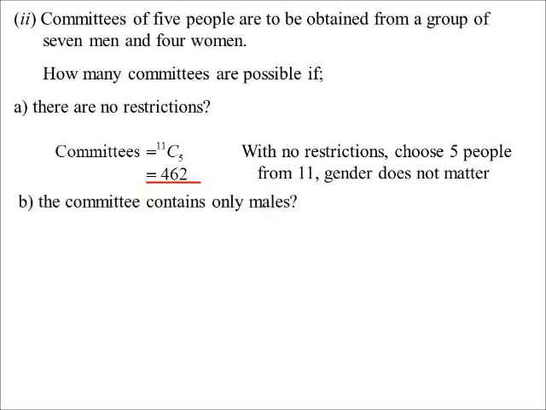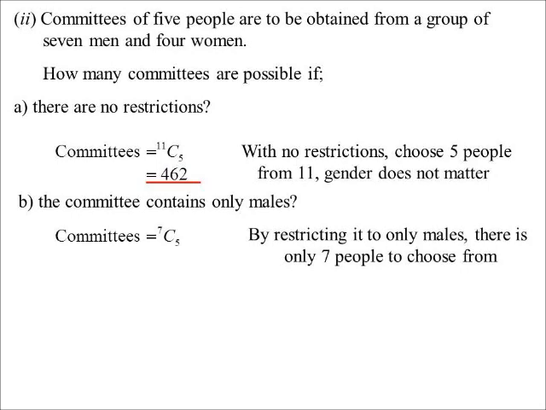What about if the committee contains only males, as used to happen many, many years ago? They said, oh, can't have a woman in the committee. Goodness me, no. So let's just see what narrow-mindedness does. Now we would only be selecting from 7, and there's only 21 possible committees now. So the diversity of the possible committees has shrunk dramatically.